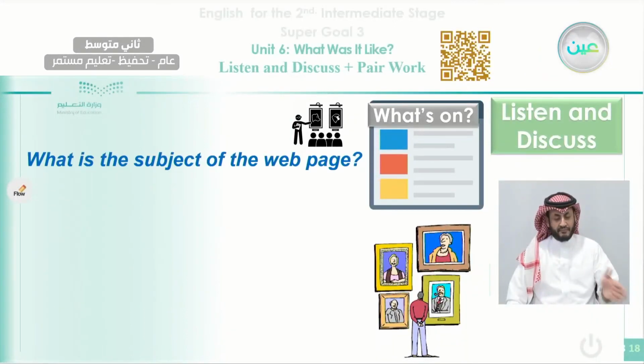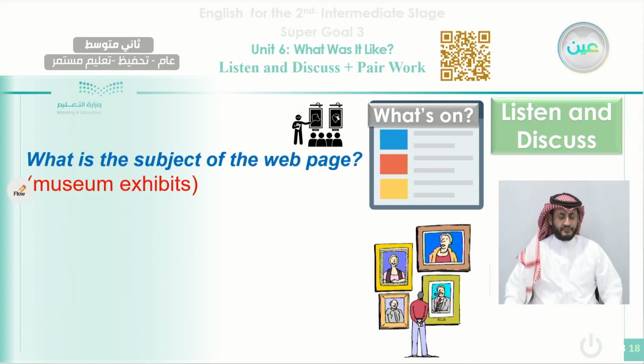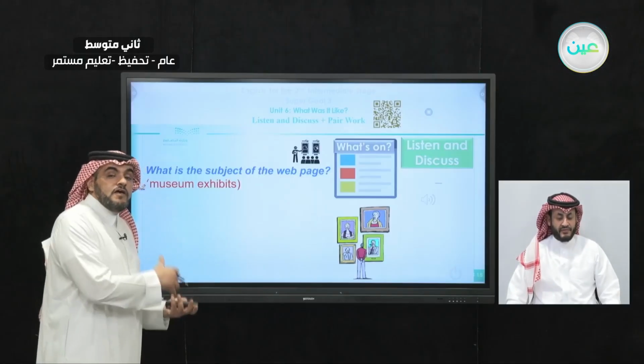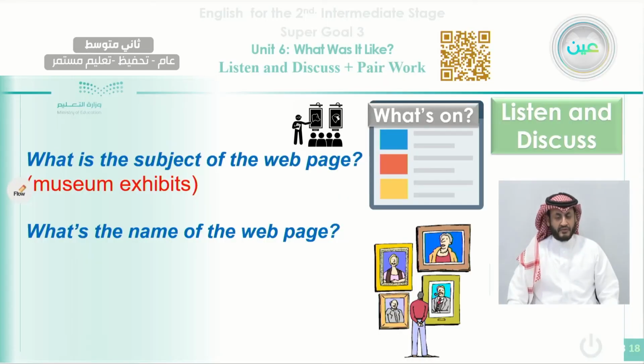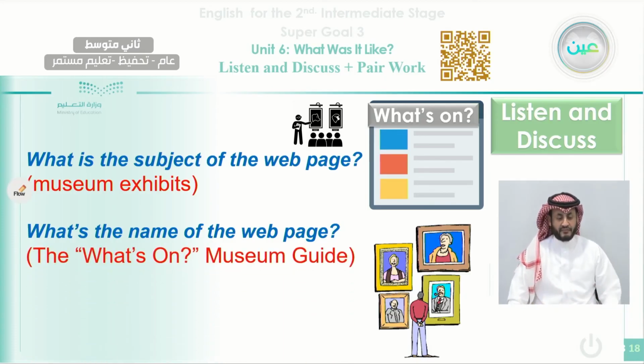Okay, and here are some questions about the previous slides. What is the subject of the web page? We'll end with these questions. What's the subject of this web page? It is called museum exhibitions. It is museum exhibitions that are different kinds of museums. And the second question, what is the name of the web page? This web page that you can visit to make your reservation to visit a museum is called the What's On Museum Guide. What's on means what's happening.